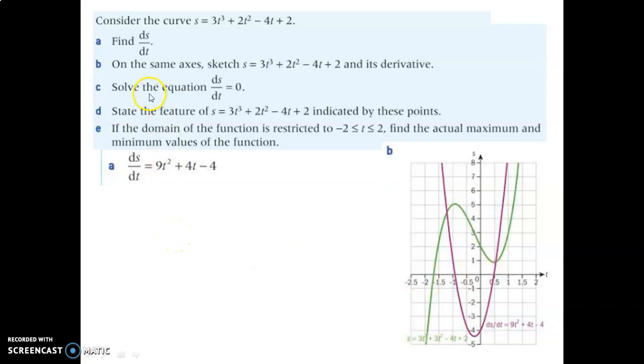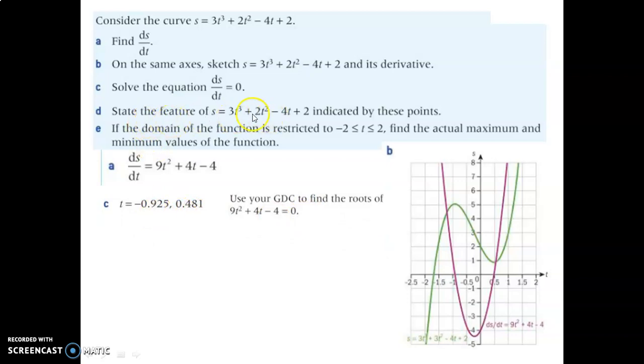On your calculator it says, well, solve the equation ds dt equals 0. So in other words, look at the purple graph and find out when it equals 0, because that's the derivative graph, and it equals 0 here and here. So use your calculator, use second calc and then zeros and find those 2 points exactly. All right, you should have gotten these answers here. Okay, so now, next question.